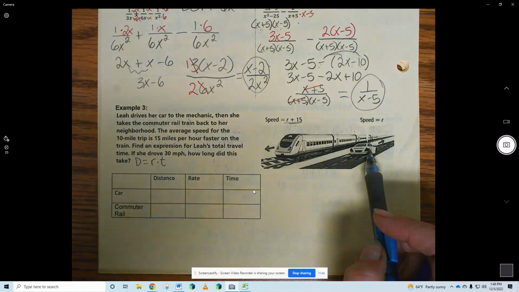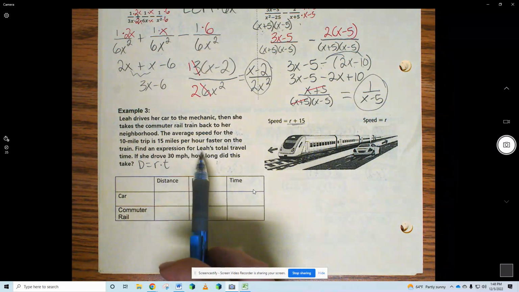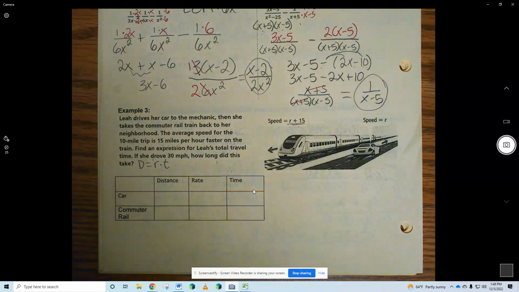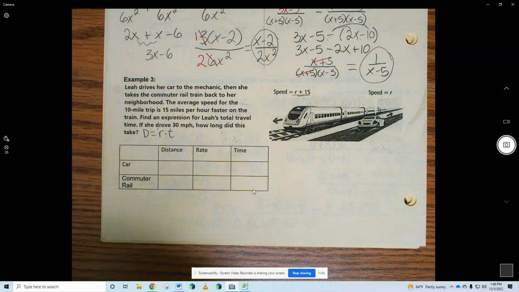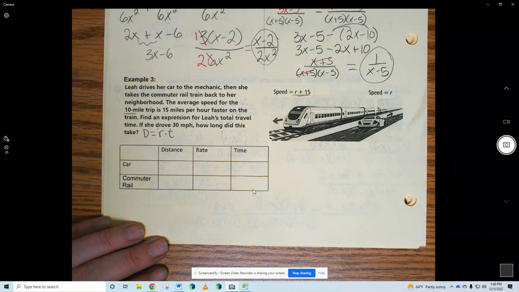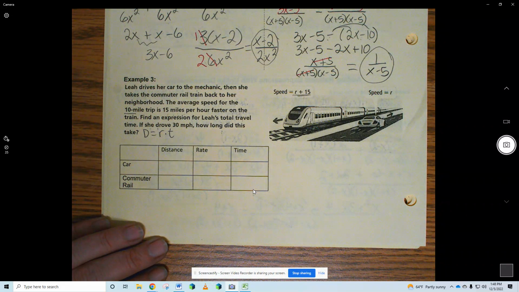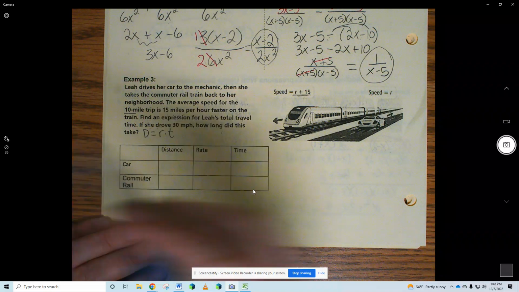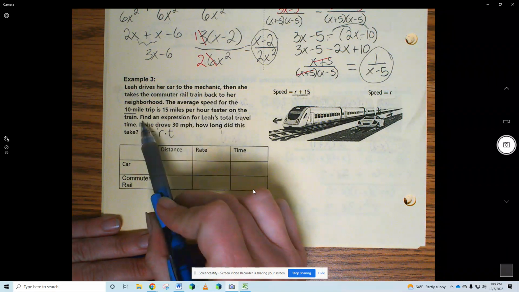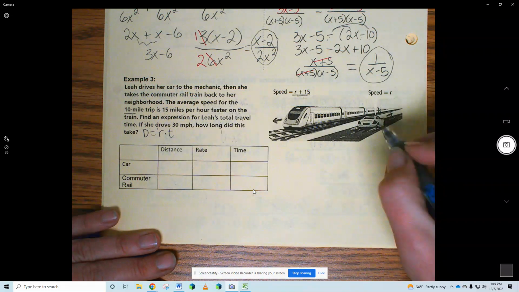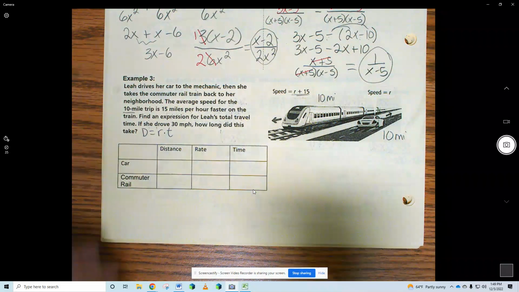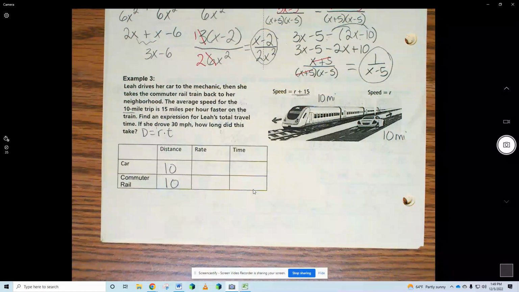We don't know how fast the car was going. Find an expression for Leah's total travel time. How long did this take? So I am going to organize it really nice with this chart. Look at the 10-mile trip. The average speed for the 10-mile trip is 15 miles per hour faster on the train. So that means she drove 10 miles in her car, and the train ride was also 10 miles. So the distance for both of these, the car and the commuter rail, is 10 miles.